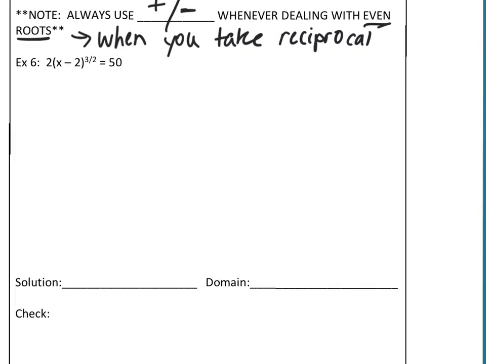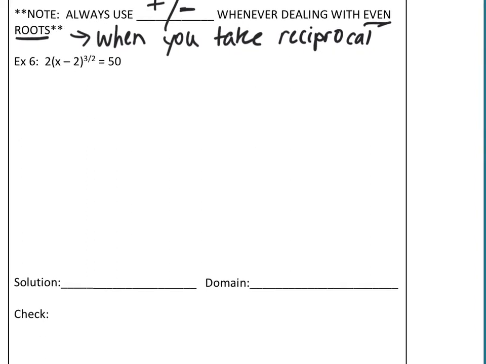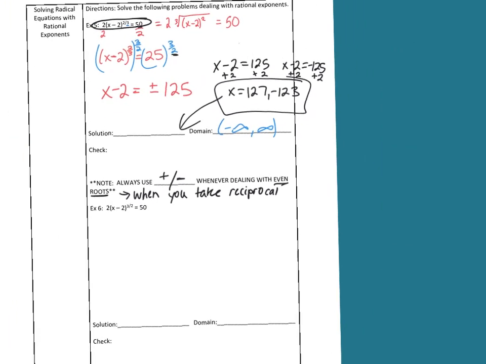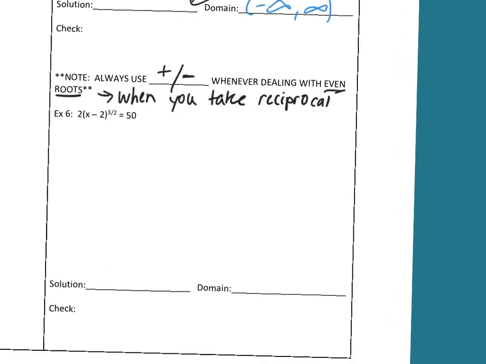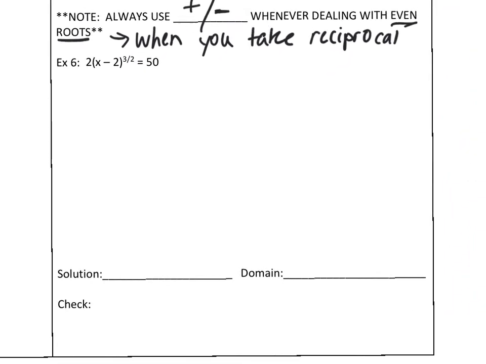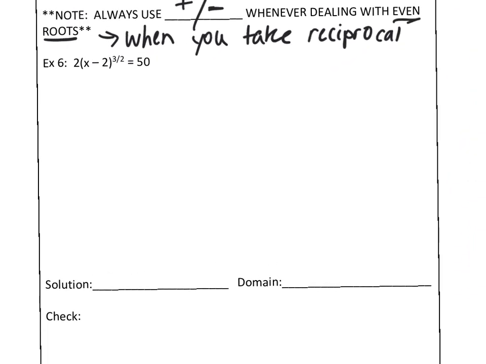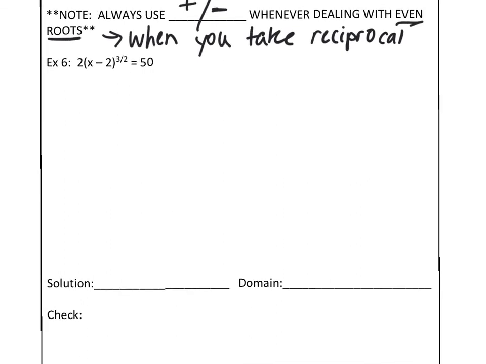So let's go ahead, move down to example 6. What's different about example 6 than example 5? Just by looking at it, they look pretty similar. What's different? Yeah, example 6 is to the 3/2 power. So currently my index is even, so we know how to find the domain of an even root.